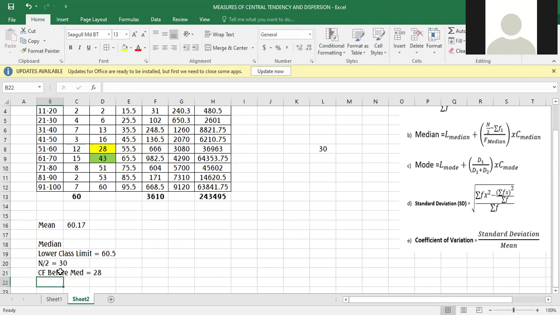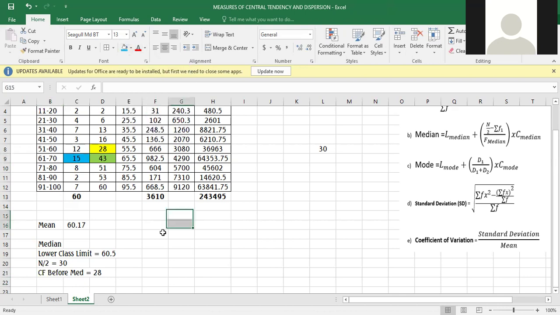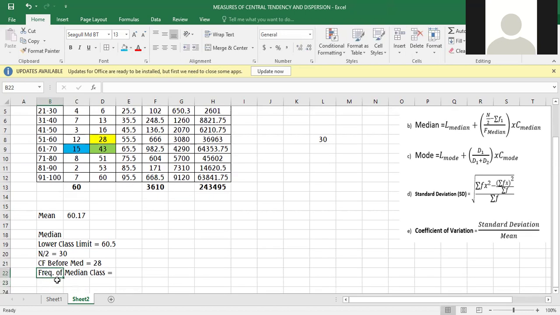And of course, the frequency of the median class. I can put that one under color. Frequency of the median class, and that one would then be 15. Frequency of the median class is 15. So once I get that one.